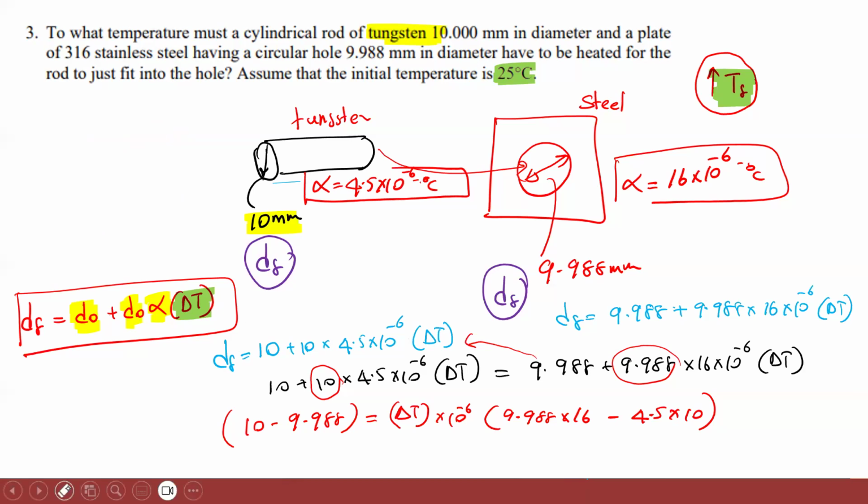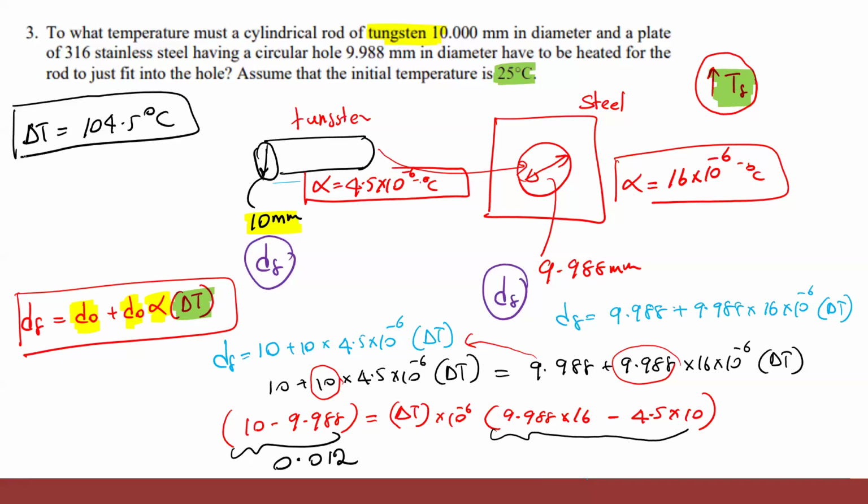What do you get as delta T? Yes, so delta T is equal to, here we get this one is 0.012, and the other one will be, yeah, so you can put this in the calculator. So delta T is 104.5 degrees Celsius. So delta T is this.